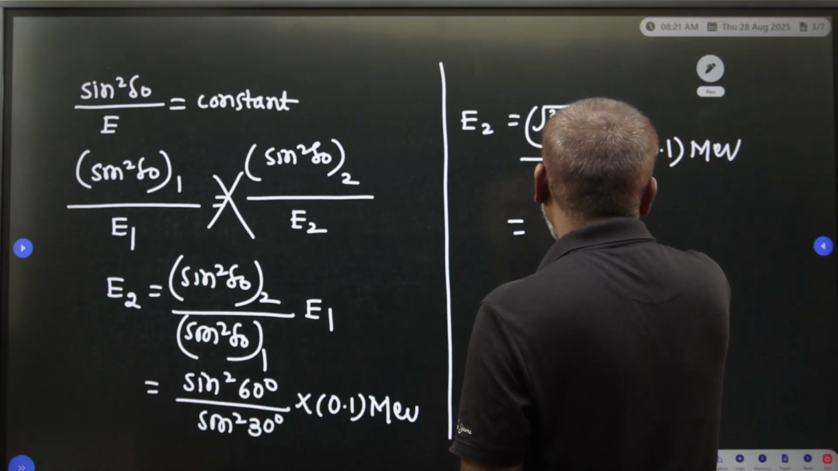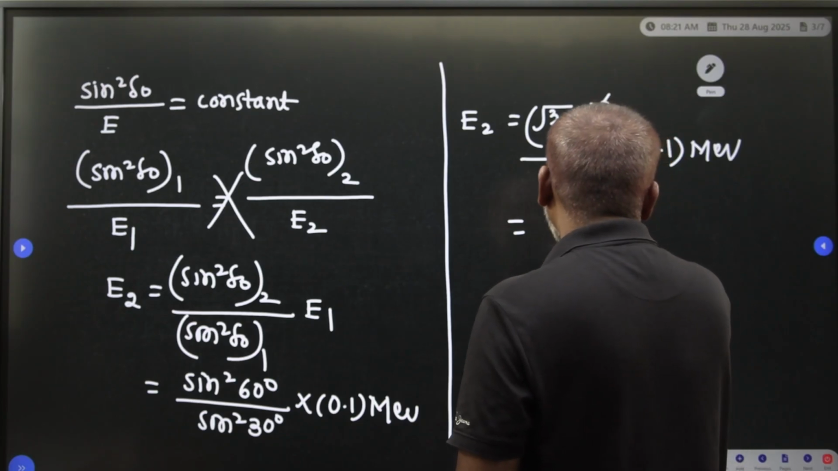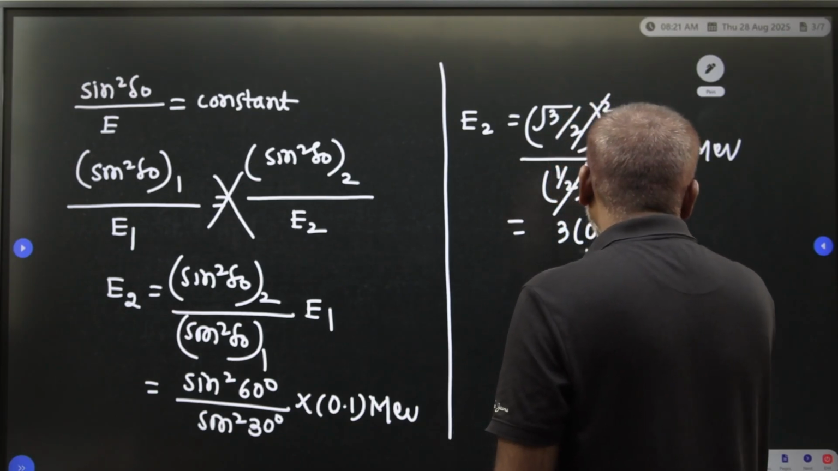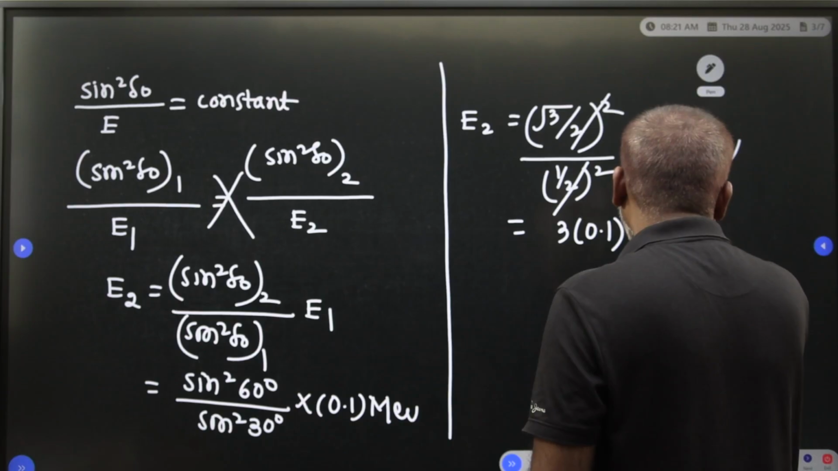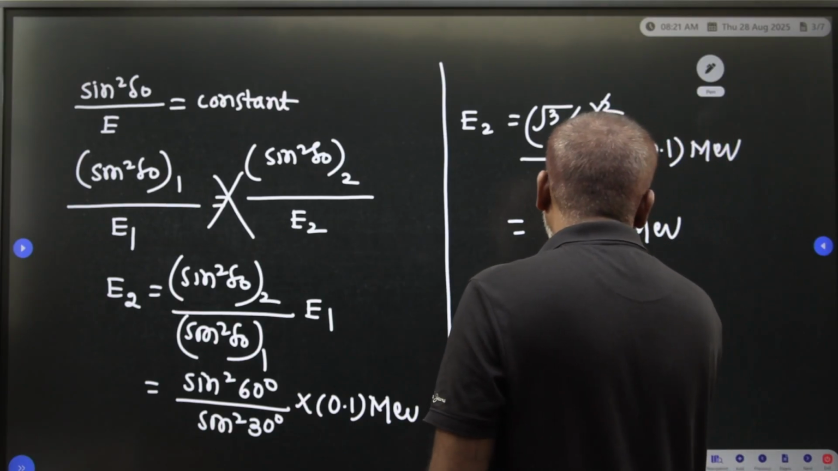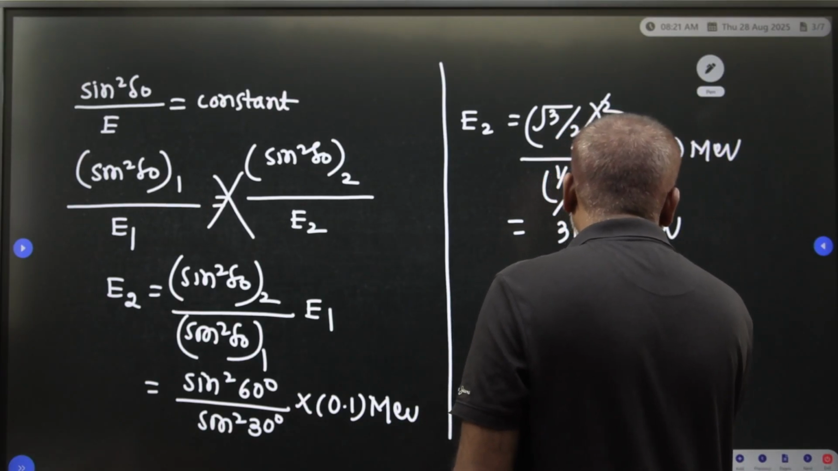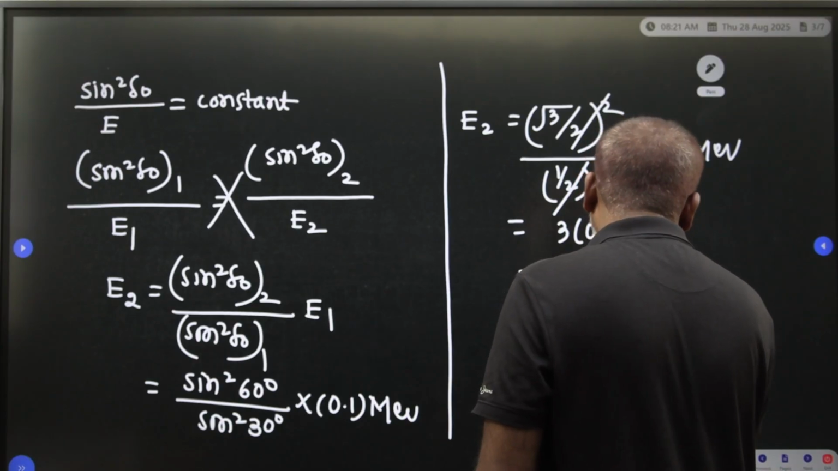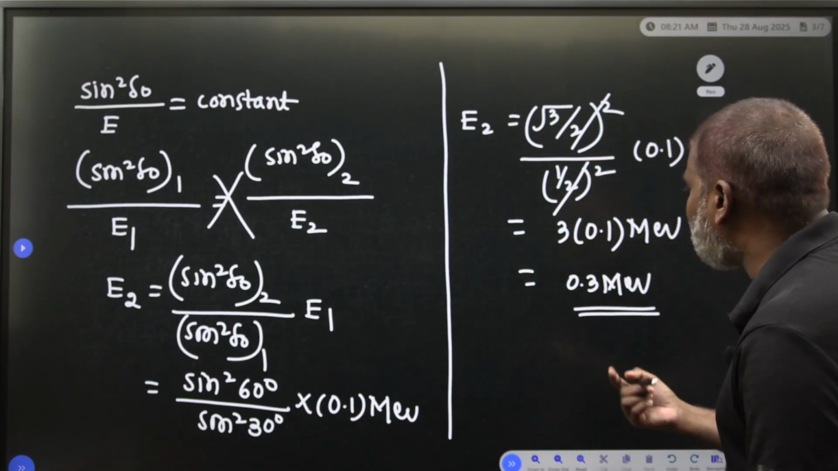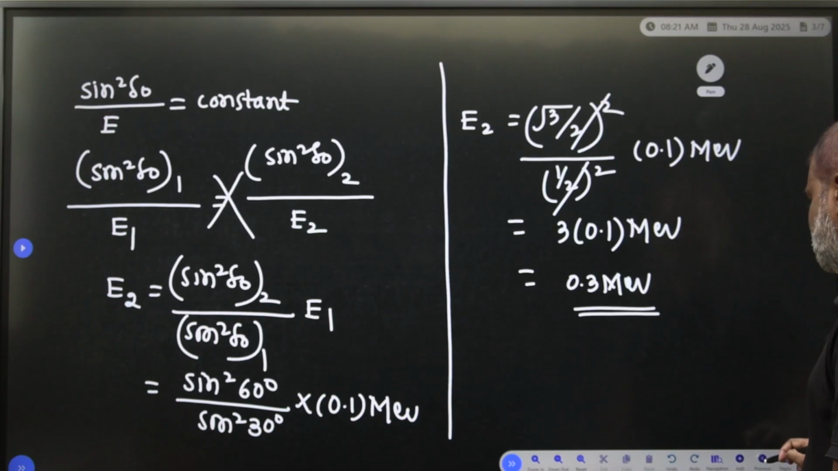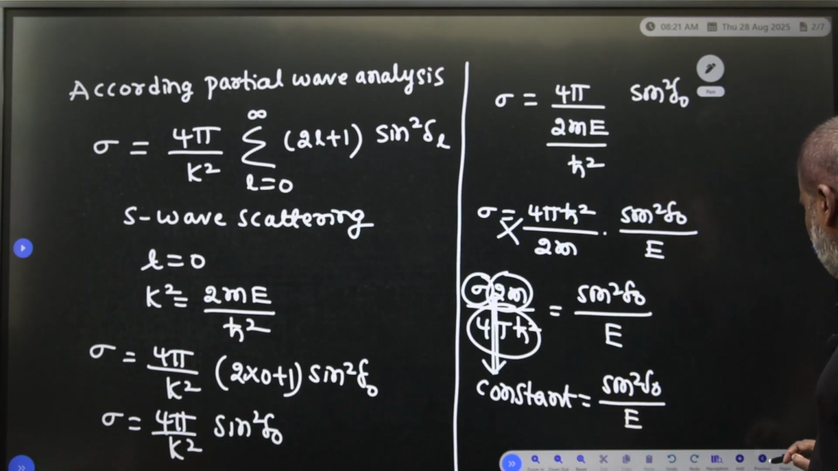So the 1 by 2 square terms get cancelled. Therefore, 3 into 0.1 mega electron volt. So E2 is equal to 0.3 mega electron volt. This is the second beam of particle energy, that is 0.3 mega electron volt.